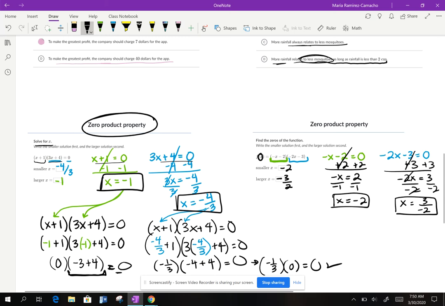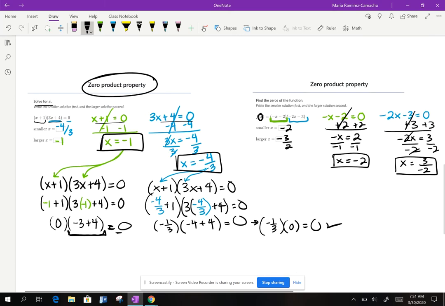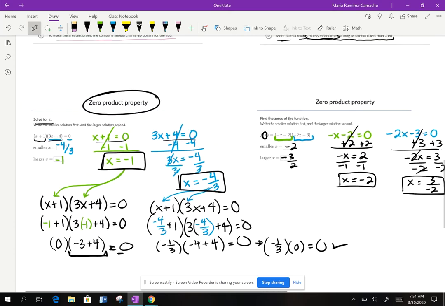Okay, so there's your answer. Again, all you have to do, take each binomial, so take each part in parentheses, set that equal to 0, solve for x, figure out which one's smaller, which one's larger, and then put that in. I hope this helps. Let me know if you have any questions.